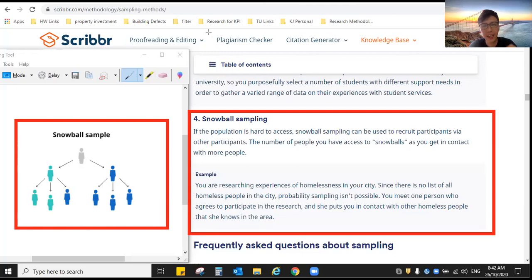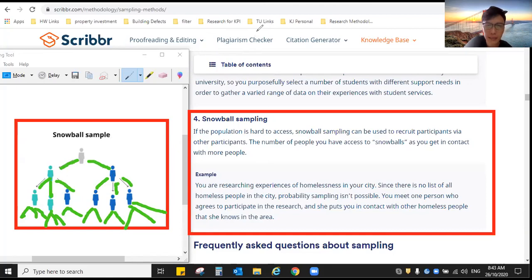The idea is the same. You start with two people, then snowball them to three people, and to more people down there. This is called the snowball effect. You get more and more people. For example, you are researching the experience of homeless people in your city. My question: for homeless people in your city, do you have a list that has all of their contacts?